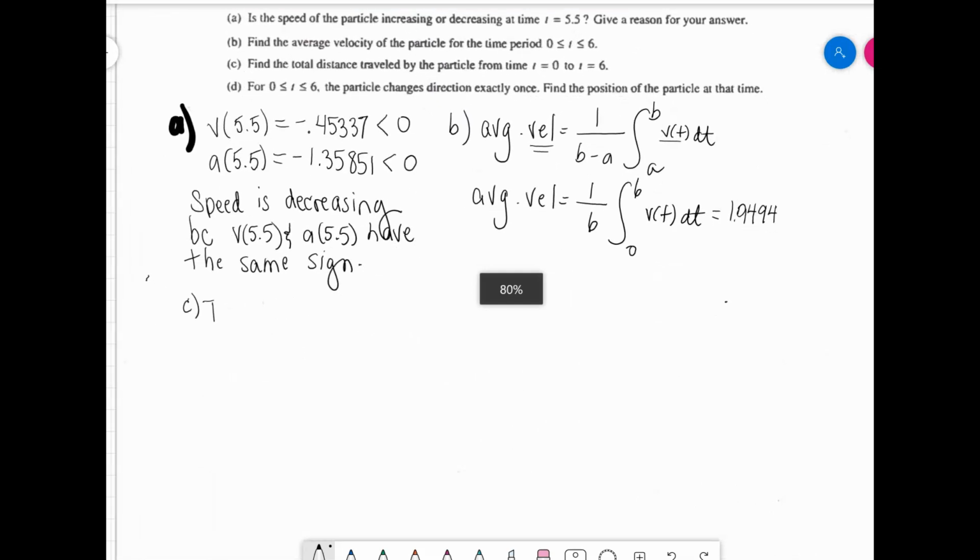Okay, so total distance is equal to the integral of the absolute value of velocity from the interval we're discussing, which is from 0 to 6. All right, so make sure you state that, and then of course we're just going to run and plug that into our calculator.